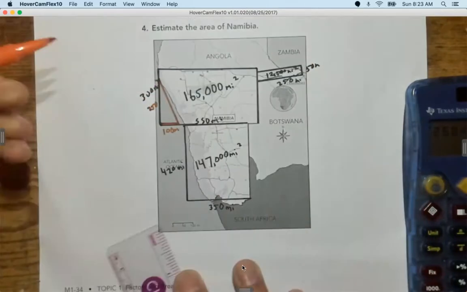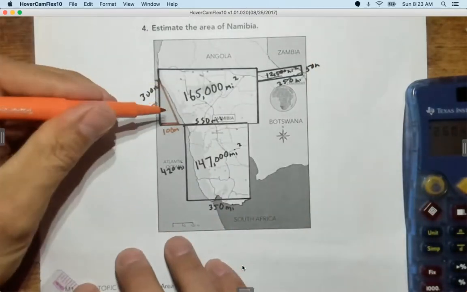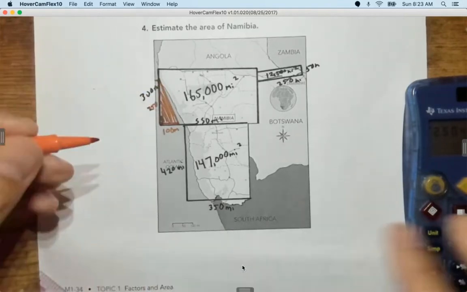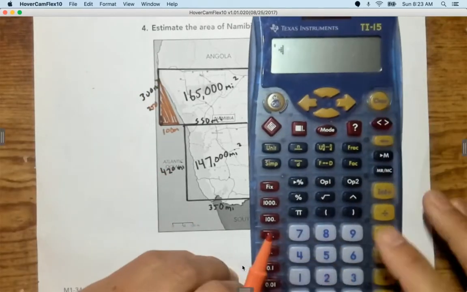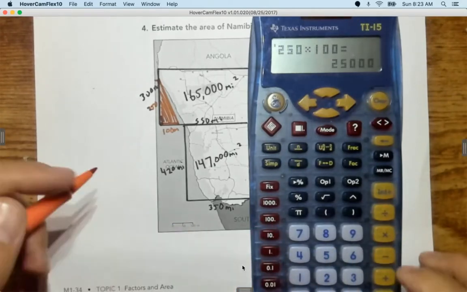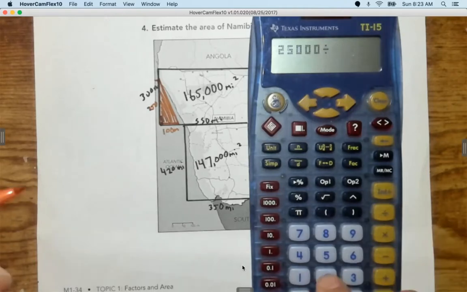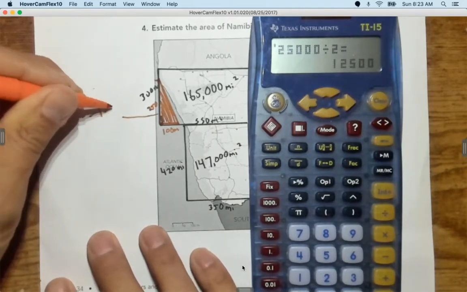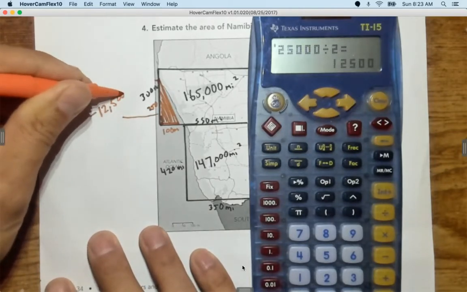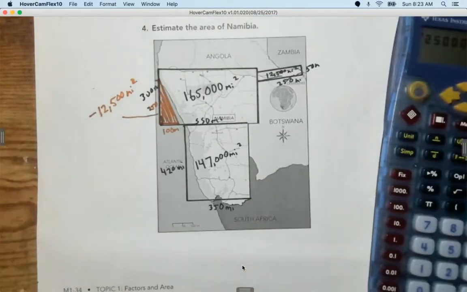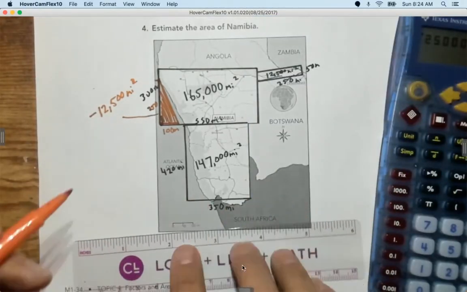All of that's ocean right there. And so the Atlantic. And so I want to take that out of there. And it's a triangle, so it would be 250 times 100. But then I have to divide it by 2 or times it by 1/2 because it's a triangle. And so this would be minus 12,500 miles squared.